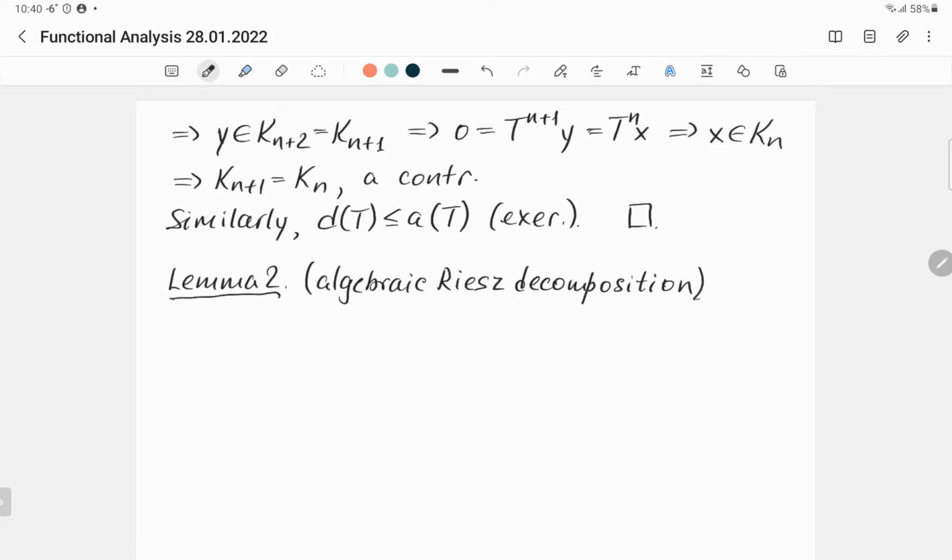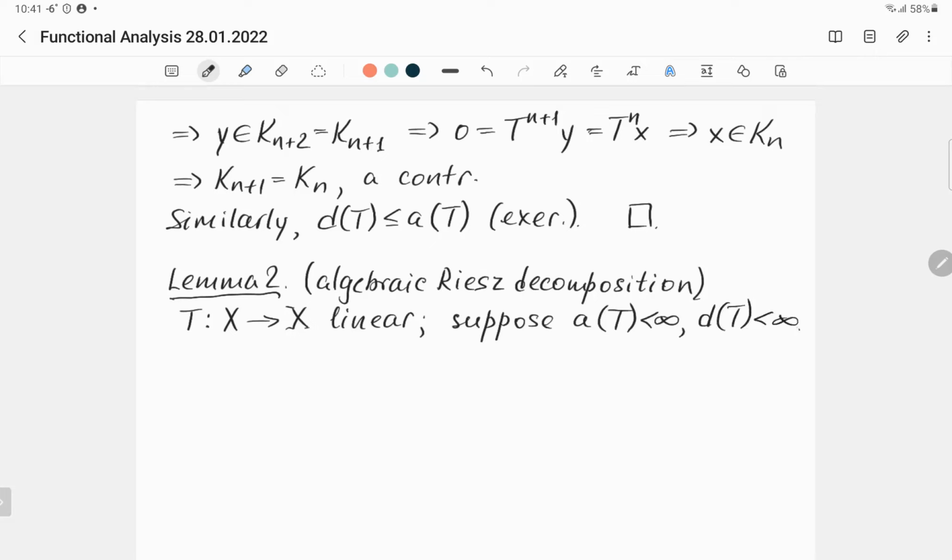So it's a useful property of operators with finite ascent and finite descent. So we suppose again that T is a linear operator from X to itself, where X is a vector space, and suppose that the ascent of T and the descent of T is finite. In this case, Lemma 1 implies that they are the same. So let's denote this number by P. P is the ascent of T, and it is also equal to the descent of T.